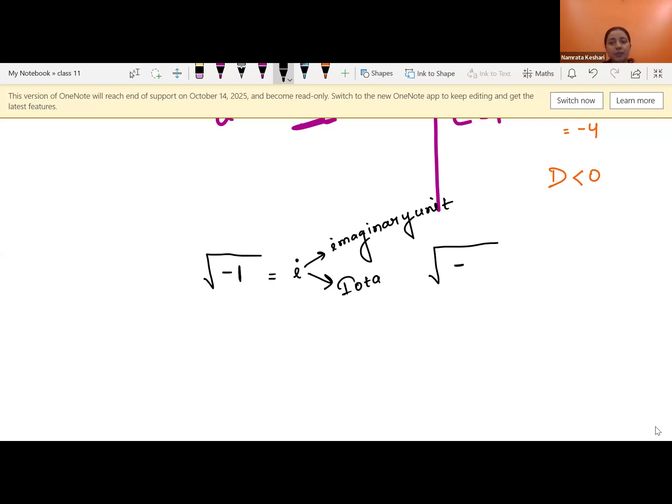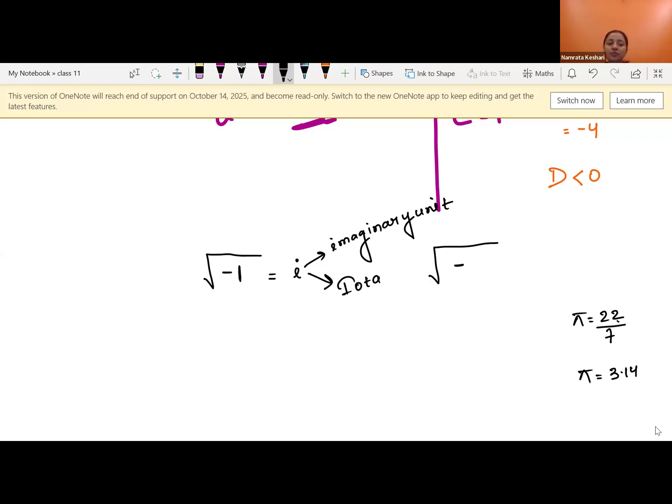You know pi means 22 by 7, right? Or maybe pi means approximately 3.14. These two are approximate values of pi, right? Similarly, today I am telling you that root minus 1 is I. I means imaginary unit or iota.